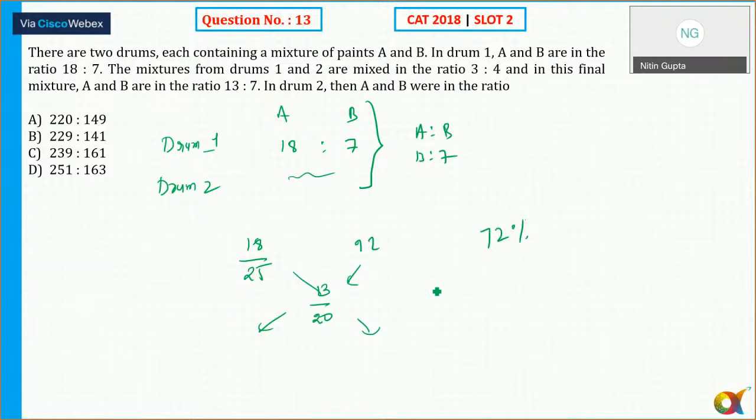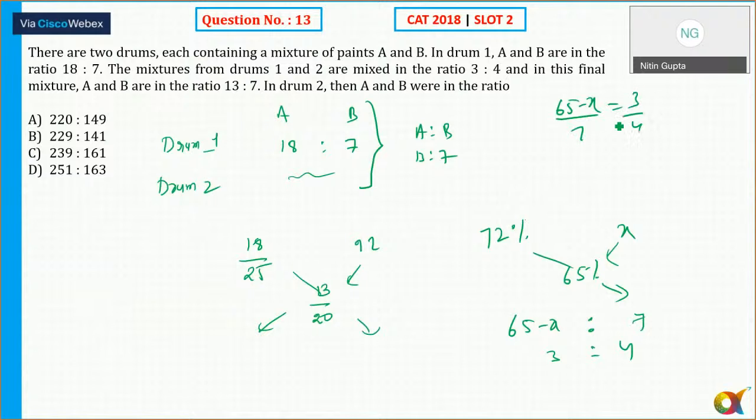I'm avoiding the fraction term. 25 into 4 is 100, 18 fours are 72. Average, this is 65%. Here it is x. So 72 minus 65 comes out to be equal to 7. And this will be equal to 65 minus x. And what is the ratio? The ratio is 3:4. So which means (65 minus x) by 7 is equal to 3/4 here. So you'll get the value of x, which will be equal to 239/4, if you solve this.